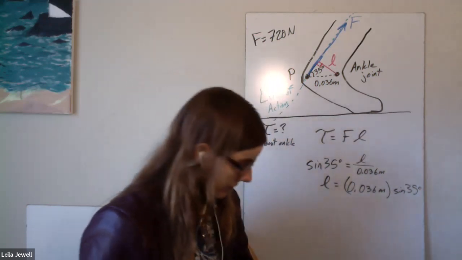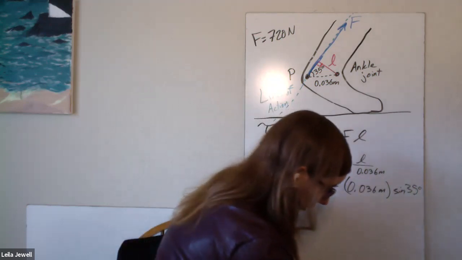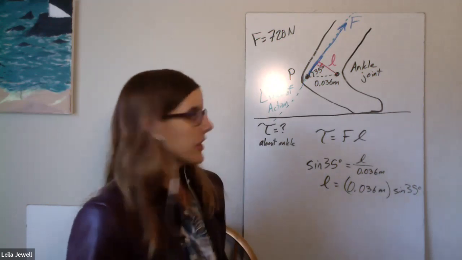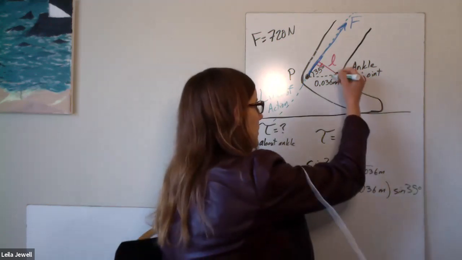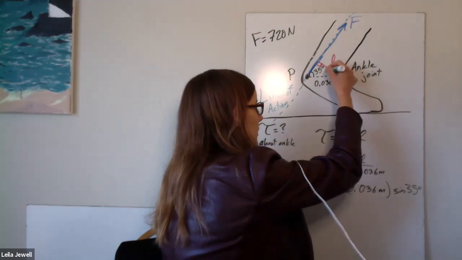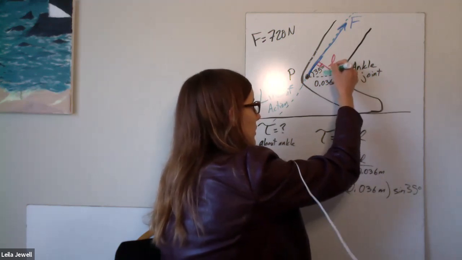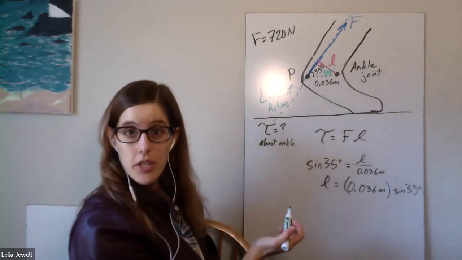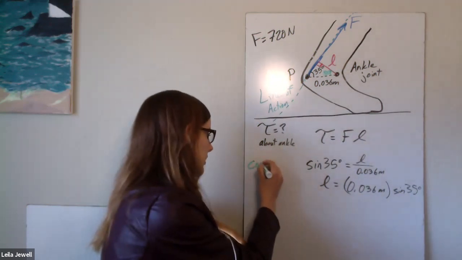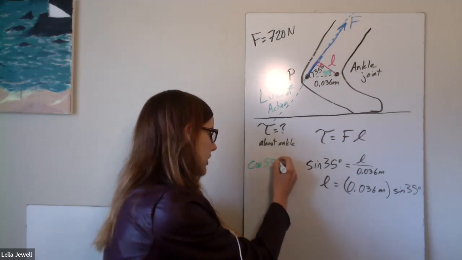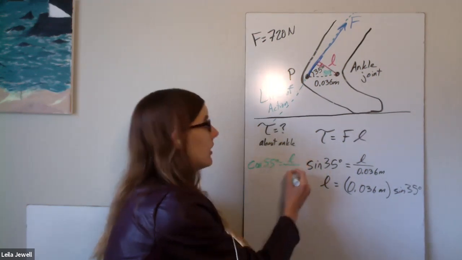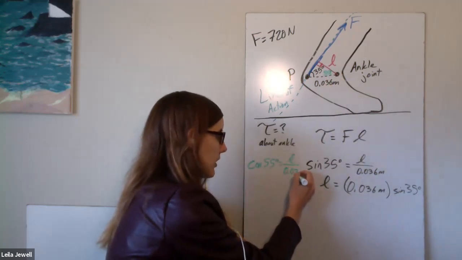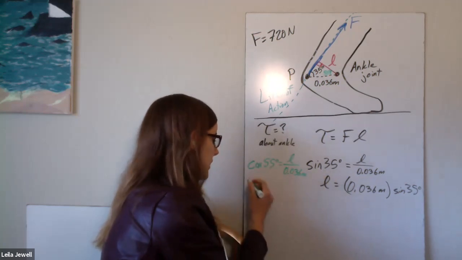Incidentally, the book decided instead to label the other angle. They labeled the angle between the 0.036 and the L. And so that angle is 55 degrees. And it turns out you could use the 55 degrees as well. You would just then need to use cosine of 55 instead. So cosine of 55 degrees is equal to L, the adjacent side, over the hypotenuse, 0.036 meters. And you get the exact same result.